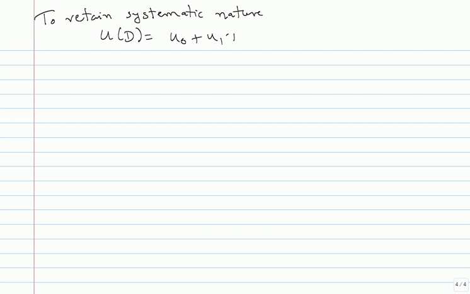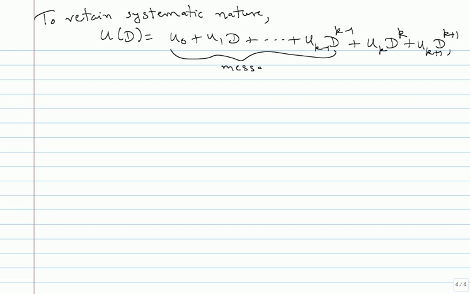What you set it to be is something like this. You set u of d to be u0 plus, to retain systematic nature, u1 d plus so on till u k minus 1 d power k minus 1, and then you add a couple of termination bits, u k d power k plus 1. These are your message bits. How do you do this? How do you figure out those two bits?